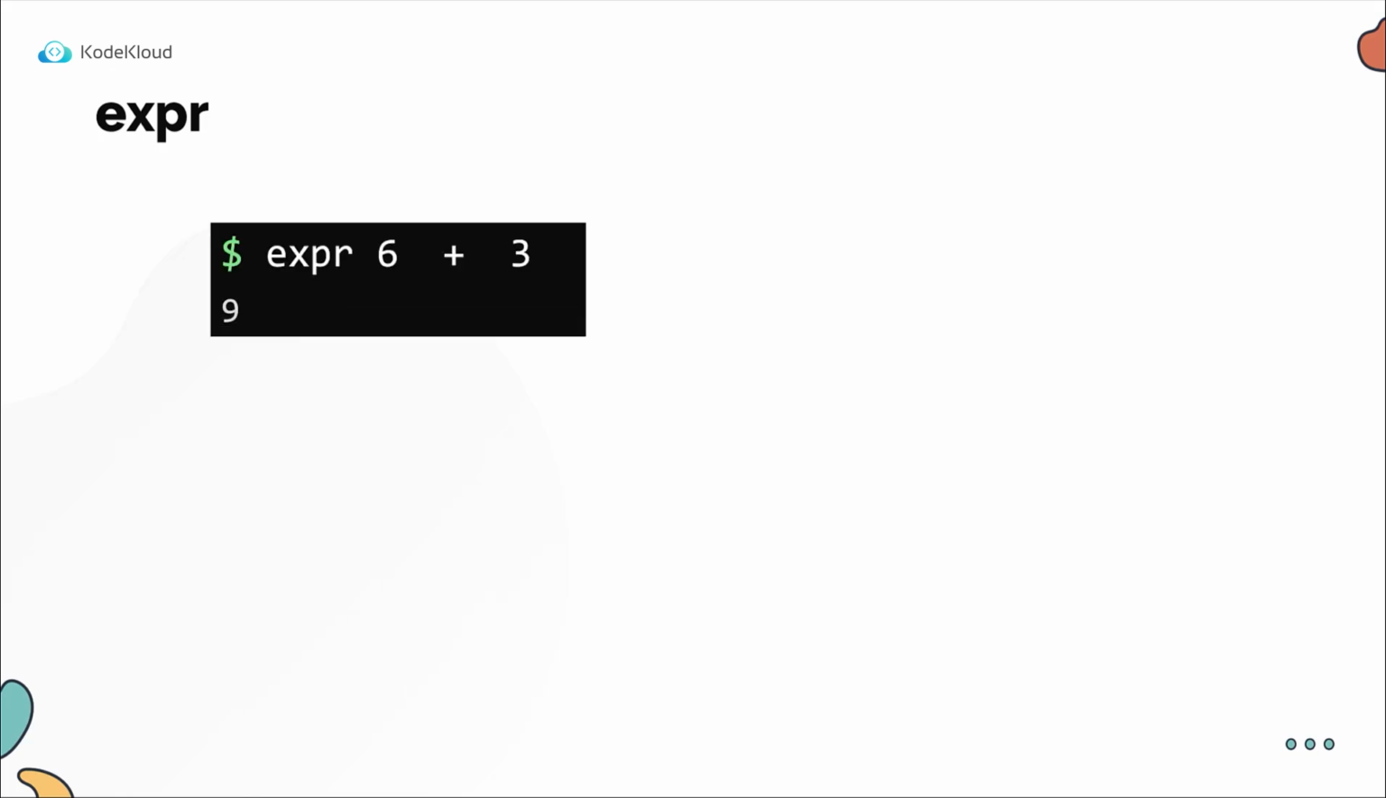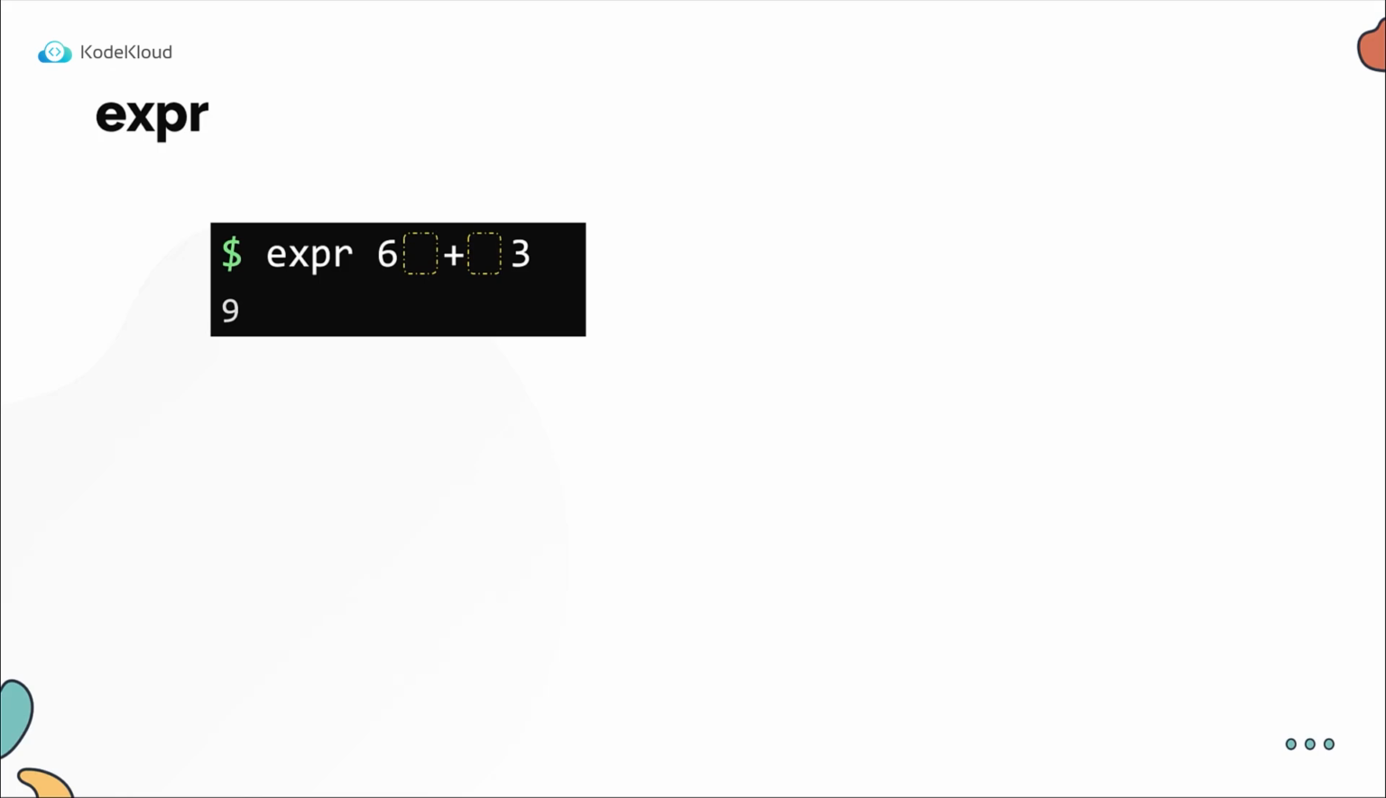Let's look at the basics of arithmetic operations. There are different ways of performing arithmetic operations in shell. One is using the expression command, run as expr. You can provide an expression as input and it outputs the result. For example, here the expression is to add two numbers and it outputs the result as 9. However, note that the operator and the values must be strictly separated by a space.